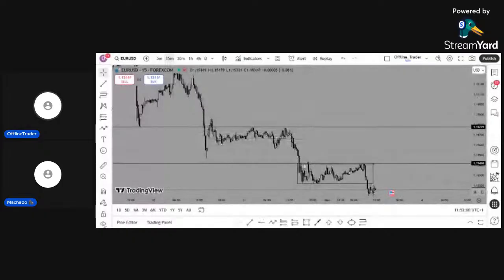So you can see this area is our support that has failed. It broke out of the range. I can't even see any trendline opportunity right here.